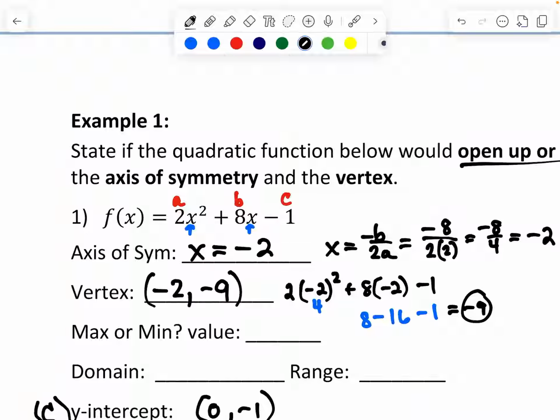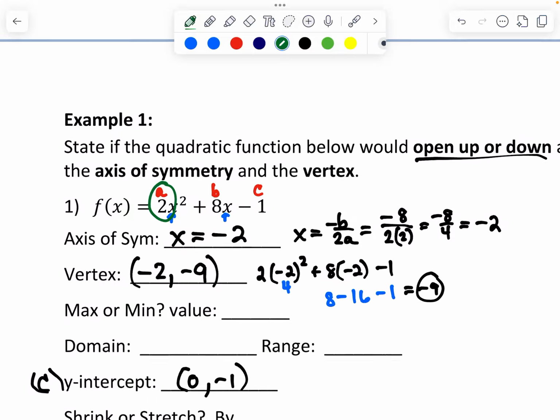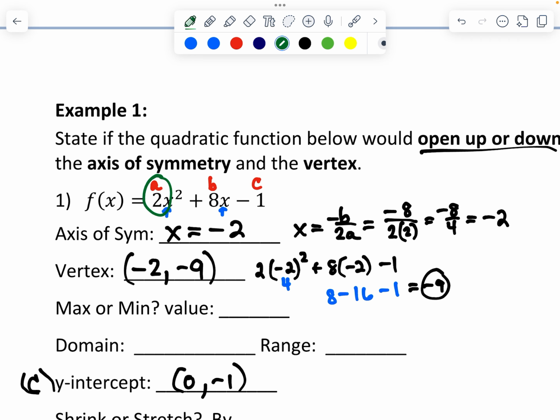All right, now we have the max or min value. If I look at my a value, this is my a value, 2. Is 2 greater than 1? Yes, since 2 is greater than 1, it's going to be a max. Or no, sorry, I just did that wrong.